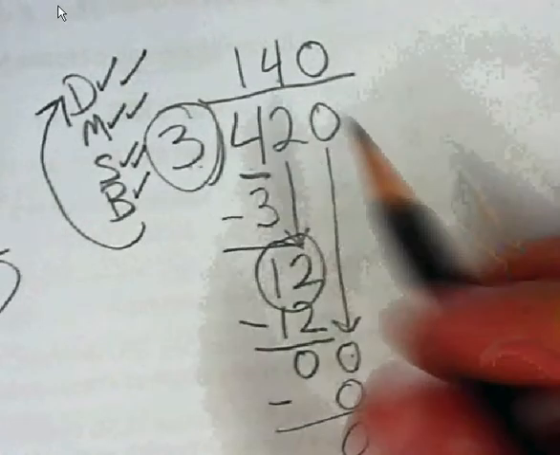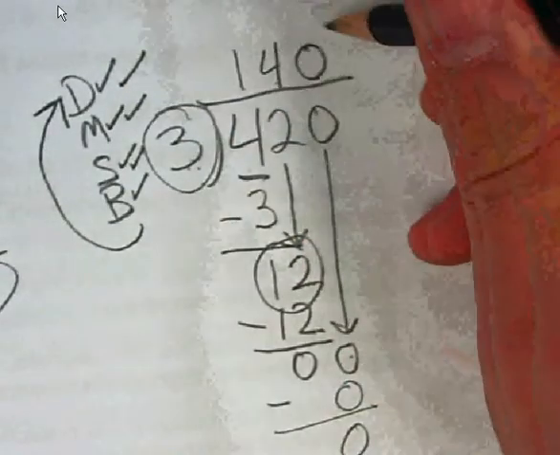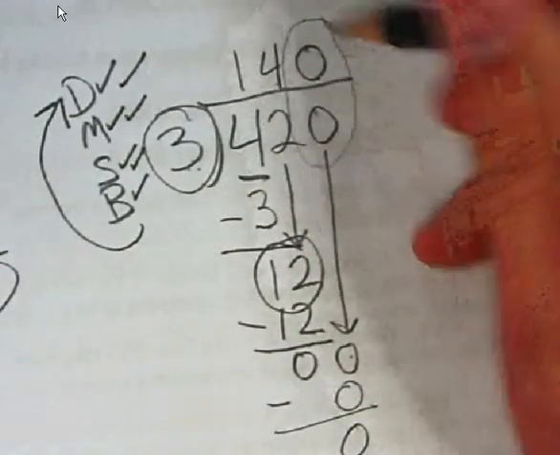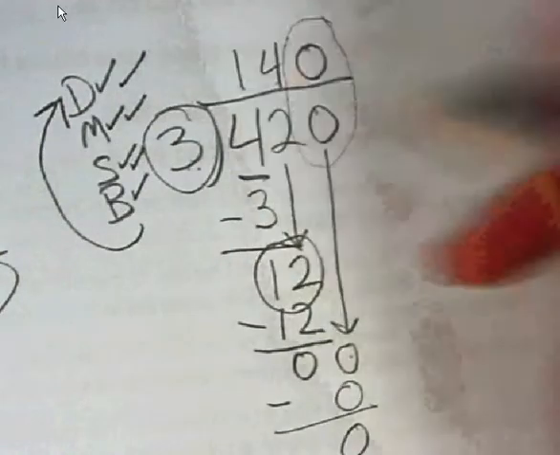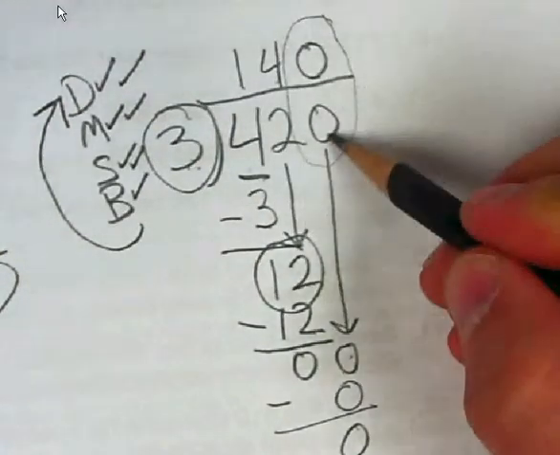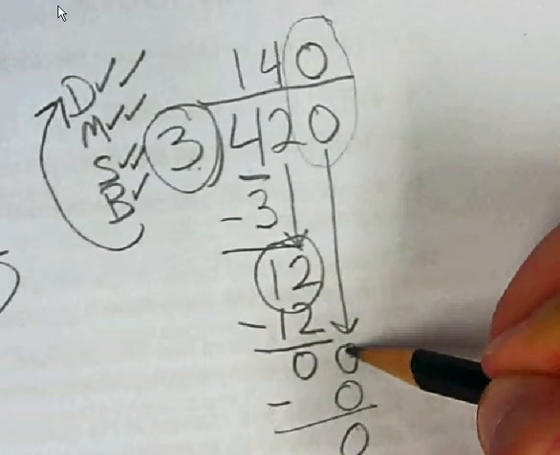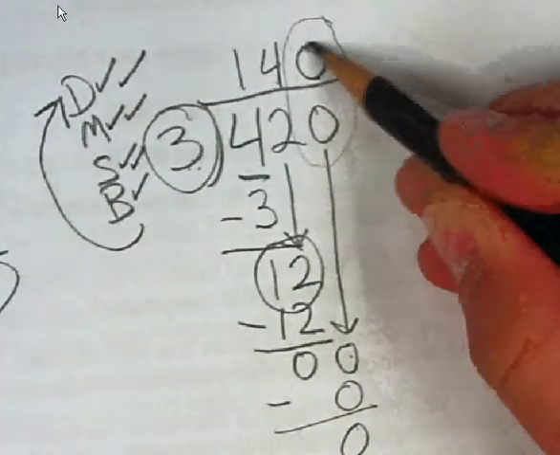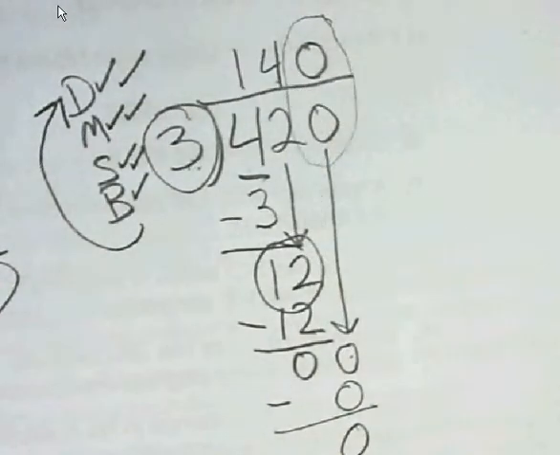So the answer here is 140. Please don't let this confuse you. If you write 14 as your answer, you've got it wrong. You have to bring that 0 down, and you have to divide by it. So you can put that placeholder there. Okay? I hope that made sense to you.